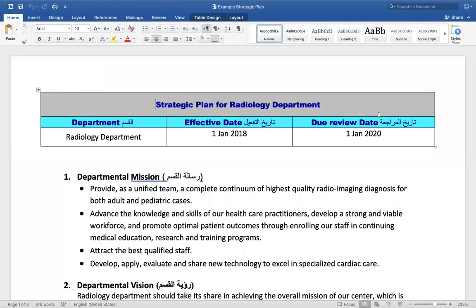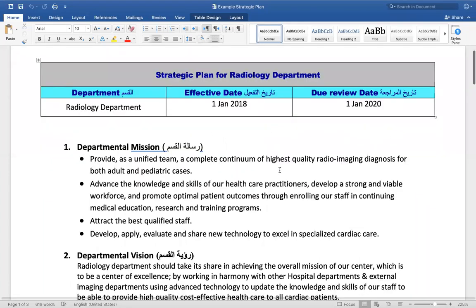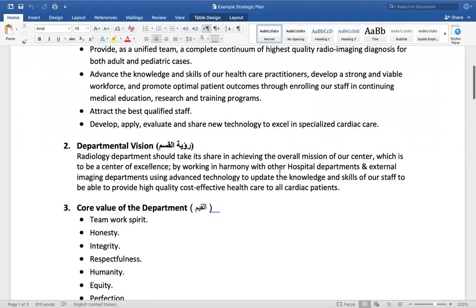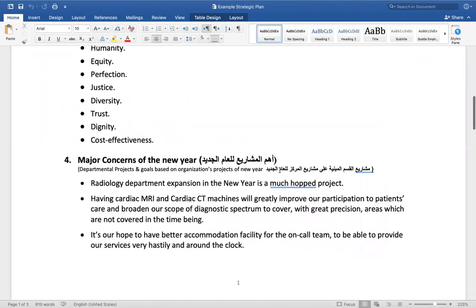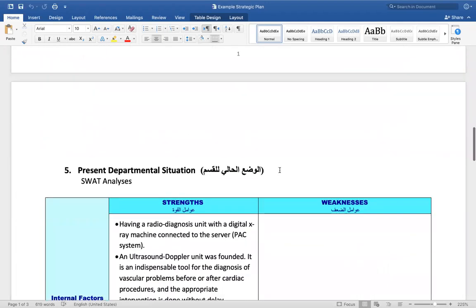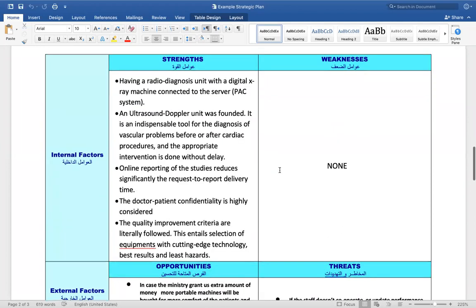This is a departmental strategic plan, but it's similar to the same process for our organization. This is like the radiology department. They have a period of time of like two years to review and to change also. It's periodically reviewed, but to change it within two years. So they have their mission, vision, core values, and major accomplishments of this year. Then they put their SWOT analysis.